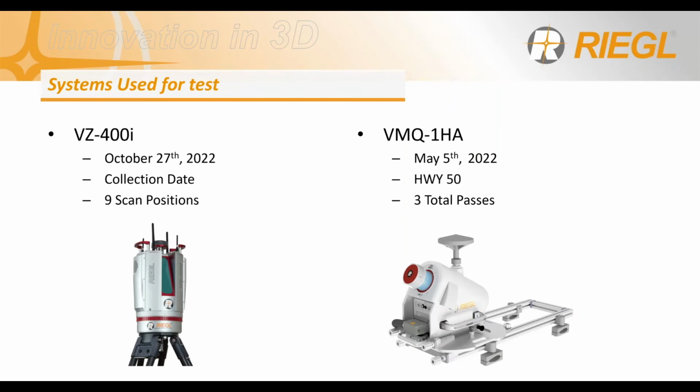I collected some data back in May with our VMQ-1HA that you see here on the left. It was of a highway here in Winter Garden. We had 3 total passes on the highway with the VMQ. And then all the way in October of this year, we sent some people out with our VZ400i and they collected a building next to that highway. Even though these scans were collected months apart, we had no problem merging the data together. That's where the VZ comes in, it's so good at going out and getting those little areas that you need to collect.